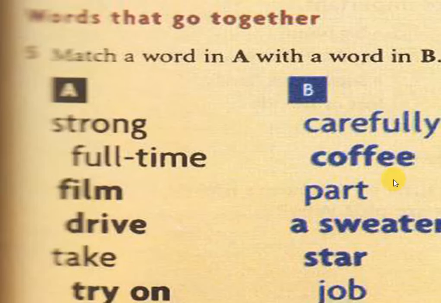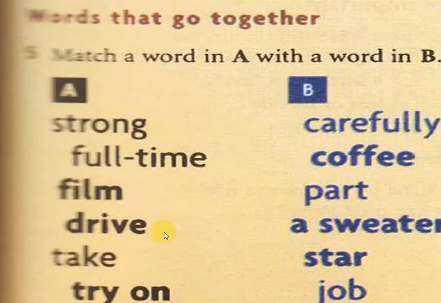For example, A. Strong. The word that comes with strong is coffee. I want, for example, a strong coffee, please. Full-time. With the word full-time comes full-time job. For example, I want a full-time job. Film star. For example, I saw a film star, or I saw my favorite film star.